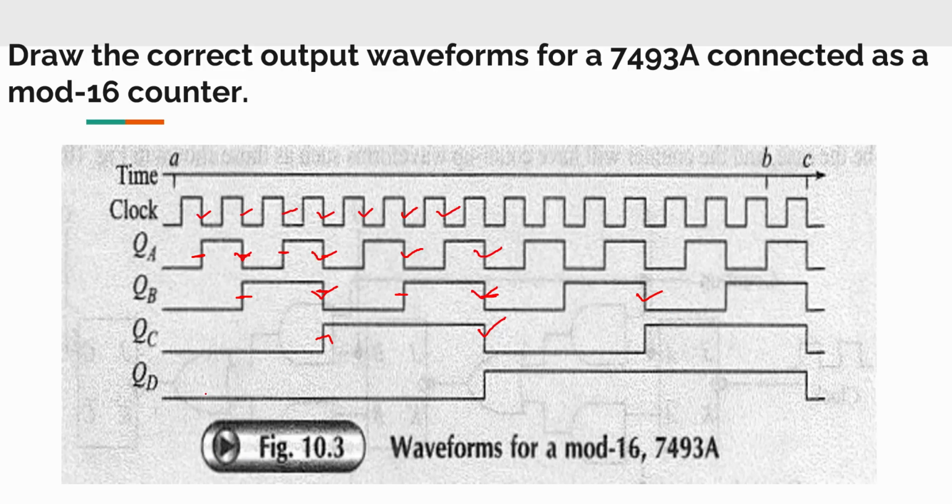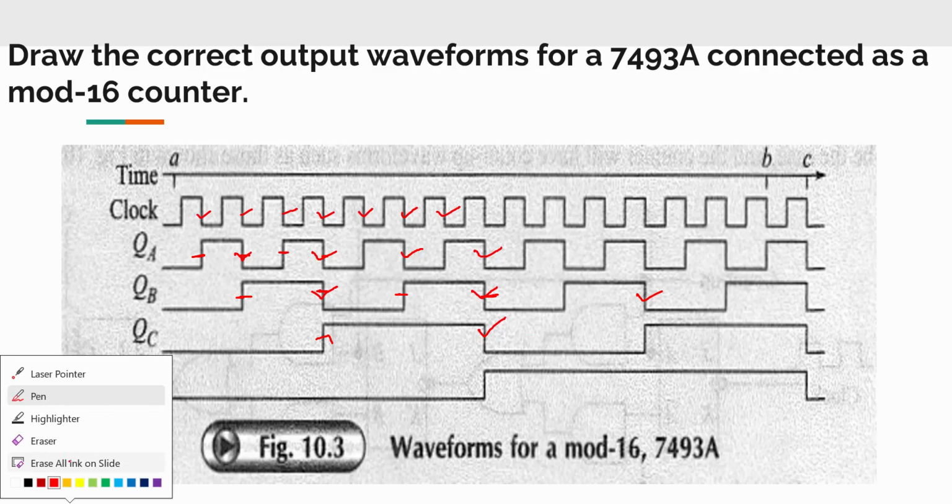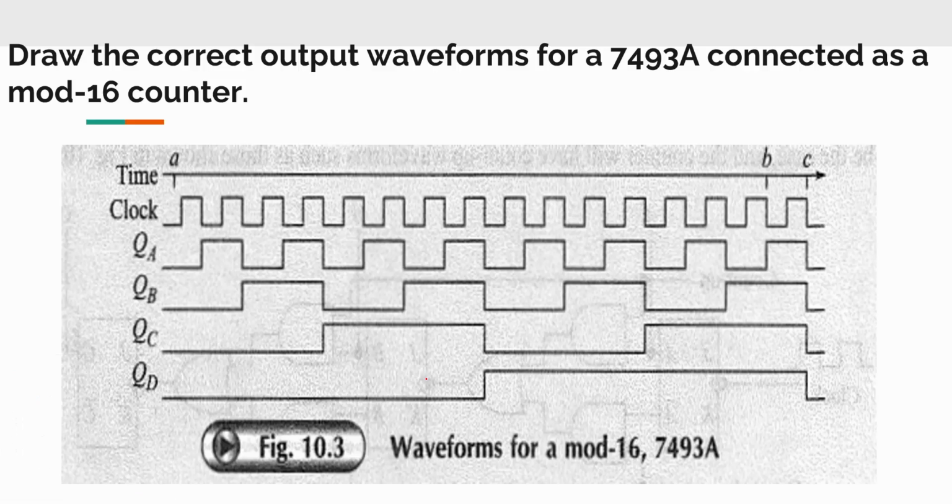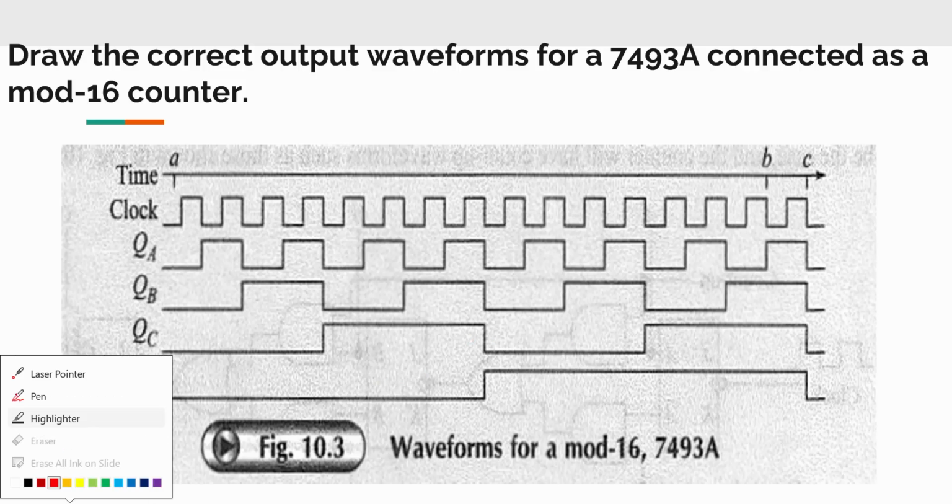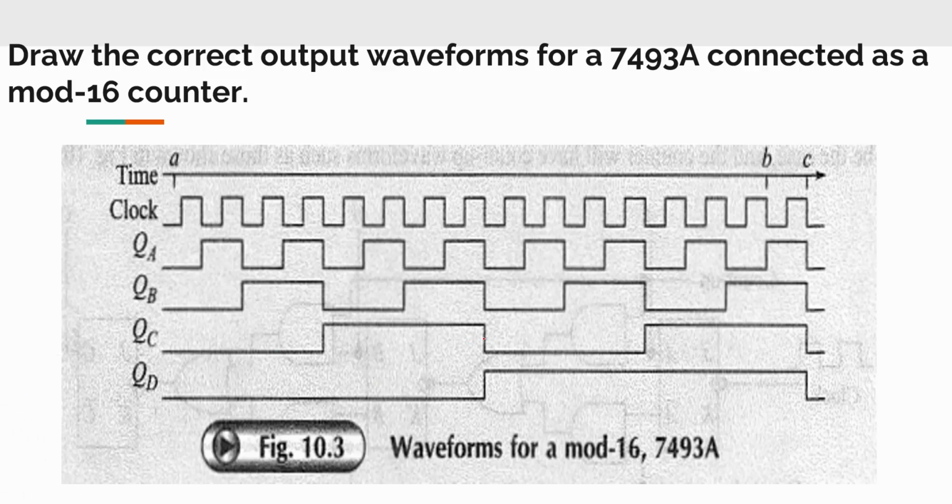The QC output will trigger the D flip-flop. So during the negative edge of your QC, this one, again this one, QD will toggle. It will retain that 0 state initially, and during the negative edge of QC it will toggle.